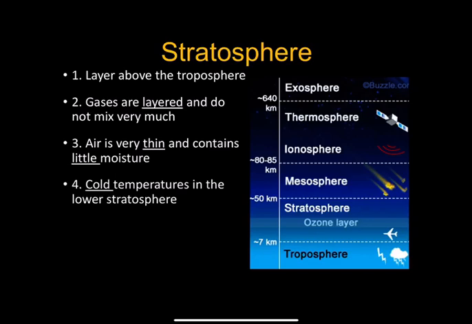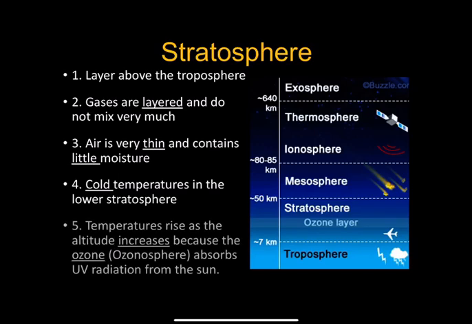The stratosphere has cold temperature in the lowest parts. However, the higher in the stratosphere you climb, the warmer the air will be. Temperatures rise as the altitude increases because the ozone, or the ozonosphere, absorbs the UV radiation from the sun. We will talk about the ozone layer a little bit later.